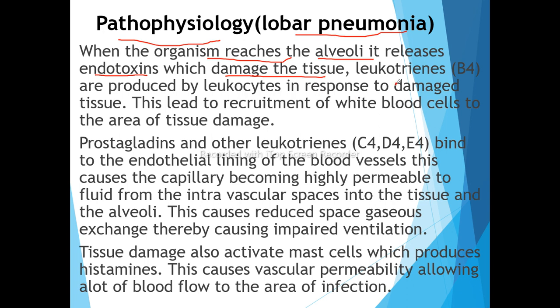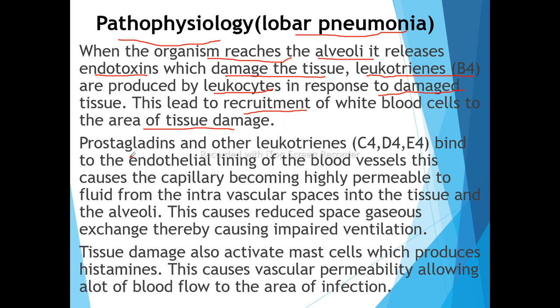Now, in response to these damaged tissues, we have the white blood cells, which are the leukocytes. These white blood cells will release leukotrienes. We have different types of leukotrienes, but in this case, it is leukotriene B4 which will be released. Leukotriene B4 will release chemicals that will recruit a number of white blood cells to the damaged tissue. So this process of chemotaxis is what is going to happen here.